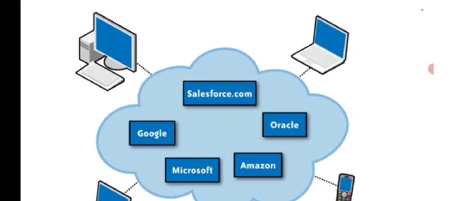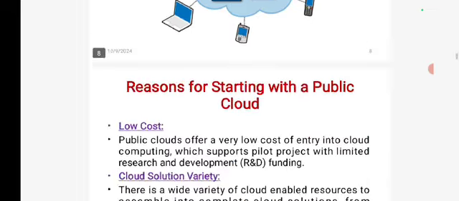This is the architecture of the public cloud. The public cloud model is established in distributed computing technology. Here are some examples of public cloud providers. Salesforce is one of the companies. Then Google, the next organization, Microsoft, Amazon, Oracle. These are the organizations that provide the public cloud.